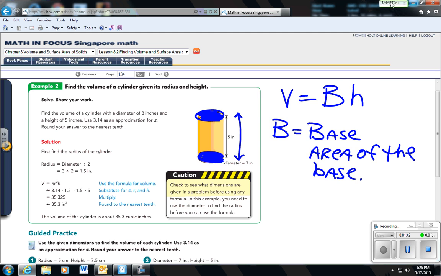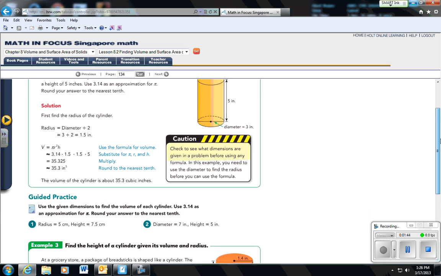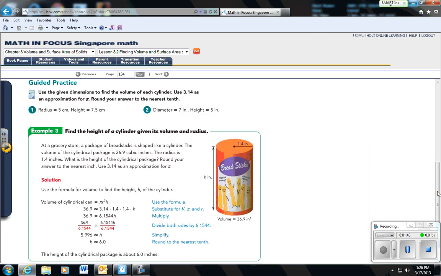If we look at number 1 and number 2 here, you'll see for pi, we're using 3.14. So don't use the pi button on your calculator. Make sure you type in 3.14 for pi. In number 1, we have a cylinder with a radius of 5 centimeters and a height of 7.5.